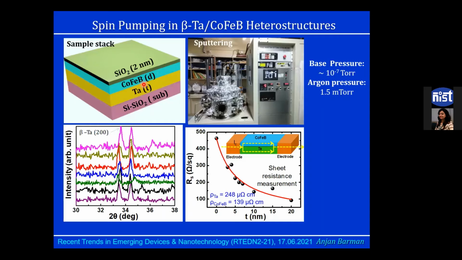If you remember that in the spin pumping expression, both the ferromagnet and the non-magnetic layer thicknesses appear. So for the modeling, we need to have the variation of damping with both the ferromagnet and the non-magnetic layer thickness. Here they remain in the beta tantalum phase for all values of thickness, and the resistivity also shows that.